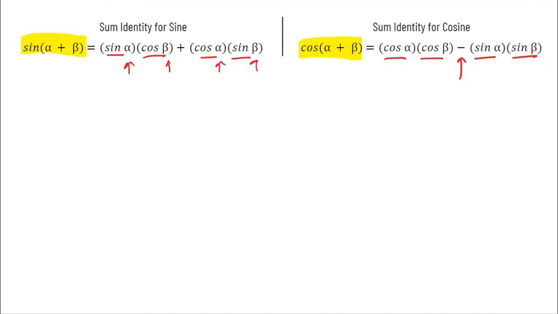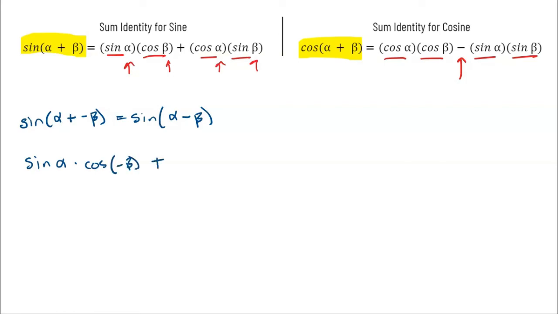Now, from the sum identities, we could derive the difference identities. So imagine if we had sine of alpha plus negative beta. Now that would be equal to sine of alpha minus beta. But if we write it as addition, we could utilize our formula. So here's how it would work. It would be sine of alpha times cosine of negative beta plus cosine of alpha times sine of negative beta. And we can put some parentheses around that alpha there.